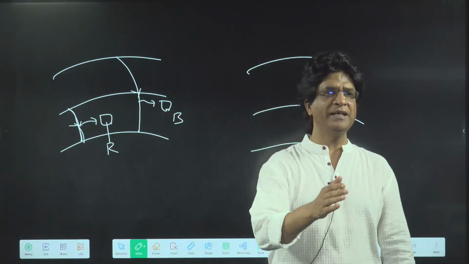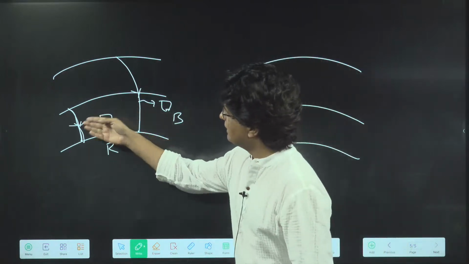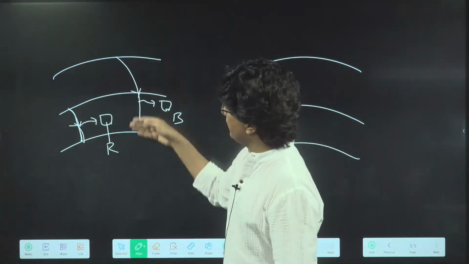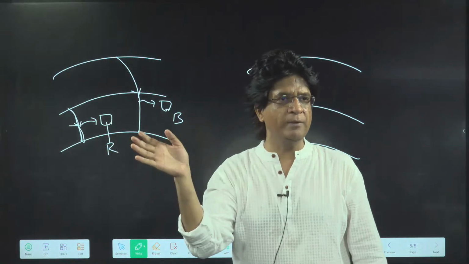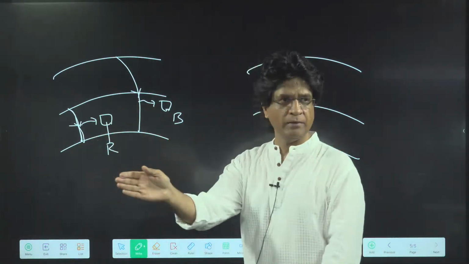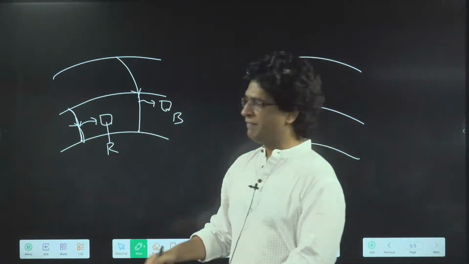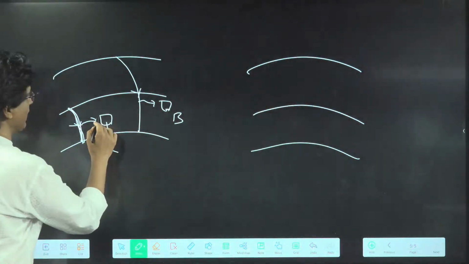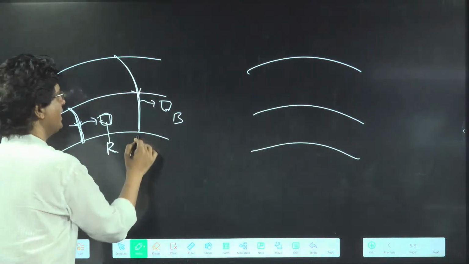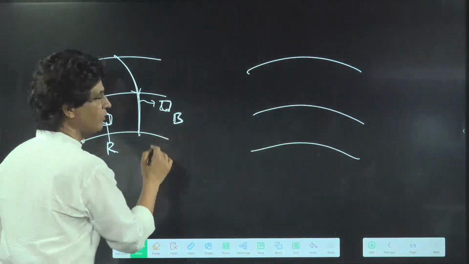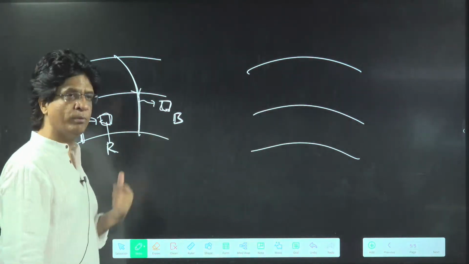No, in this case, if they jump here, you will see only red and blue. Only two photons are given. If the electron jumps from here to here, it will emit a photon of red color, and from here to here, it will emit a photon of blue color. So you will see red and blue here.